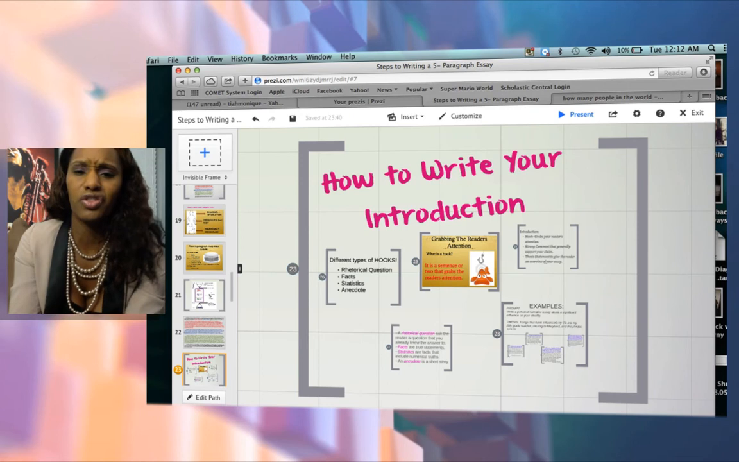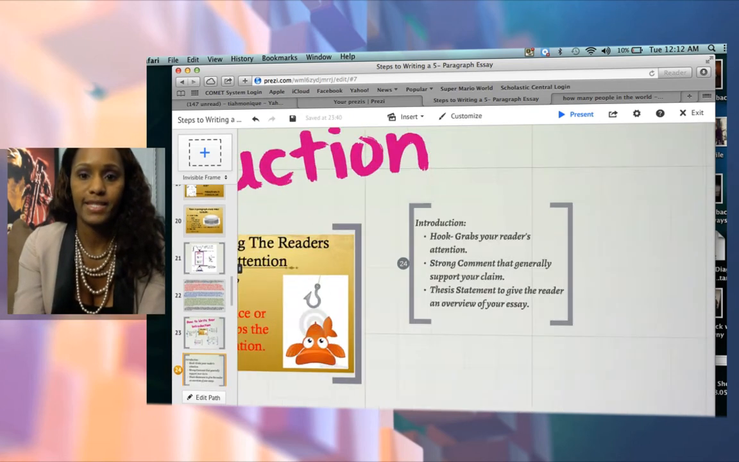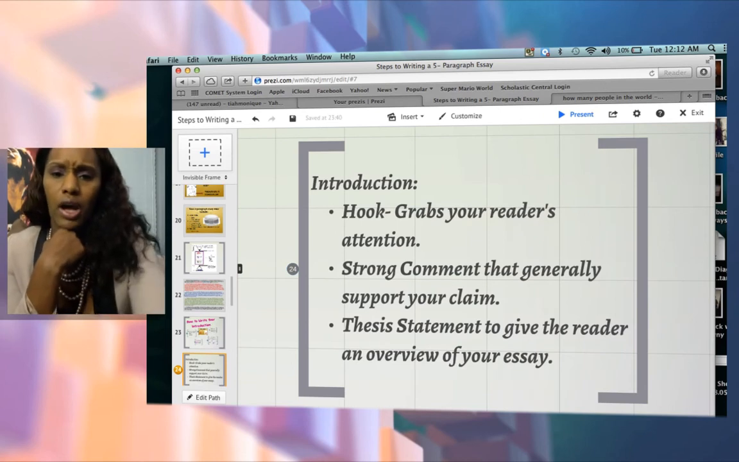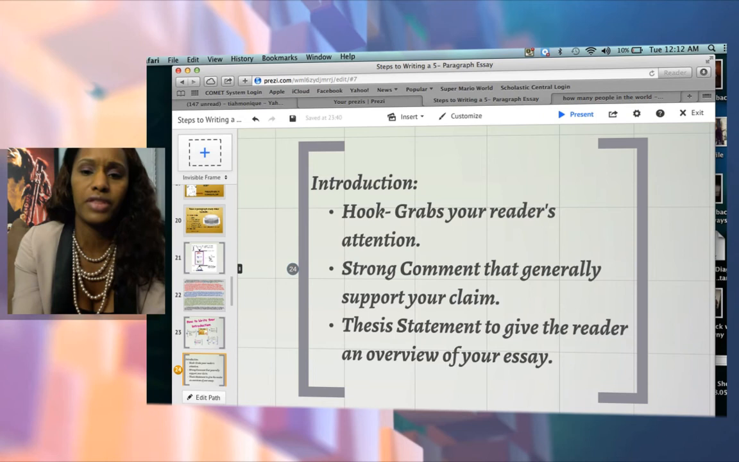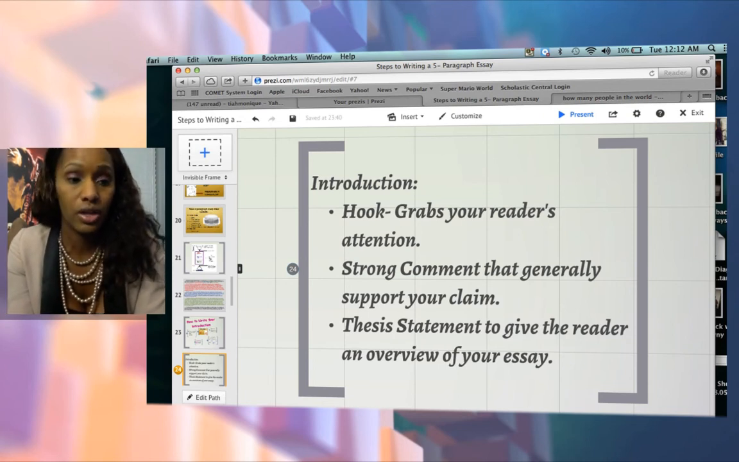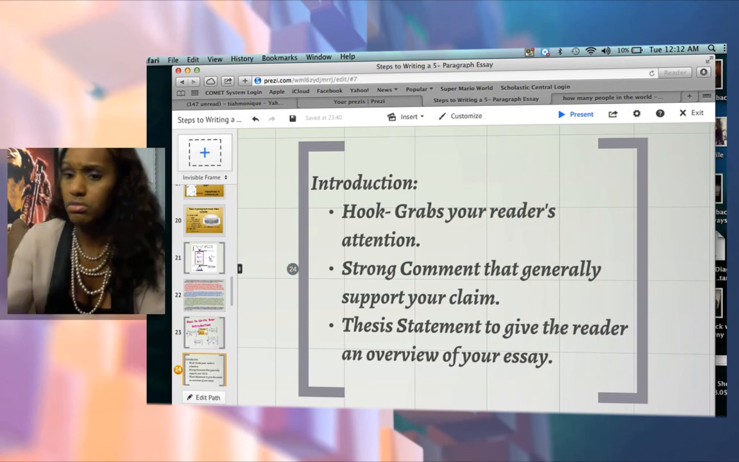So make sure your introduction, one, starts off with a hook. After that, you'll have a strong comment. And then after that, your thesis statement. Your hook, guys, actually grabs the reader's attention, kind of like a fish being hooked.